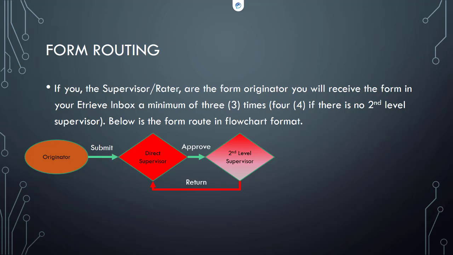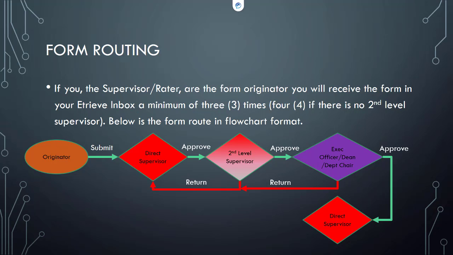Again, do not refer this form. When you refer a form, it takes it out of the normal workflow. If something needs to be corrected, you use the Return button at the bottom. Second level approver approves it. It goes on to the executive officer, dean, or department chair. The executive officer, dean, or department chair also have the ability to return the form for corrections if needed. When they're ready, they click the Approve button and the form moves on to the direct supervisor.